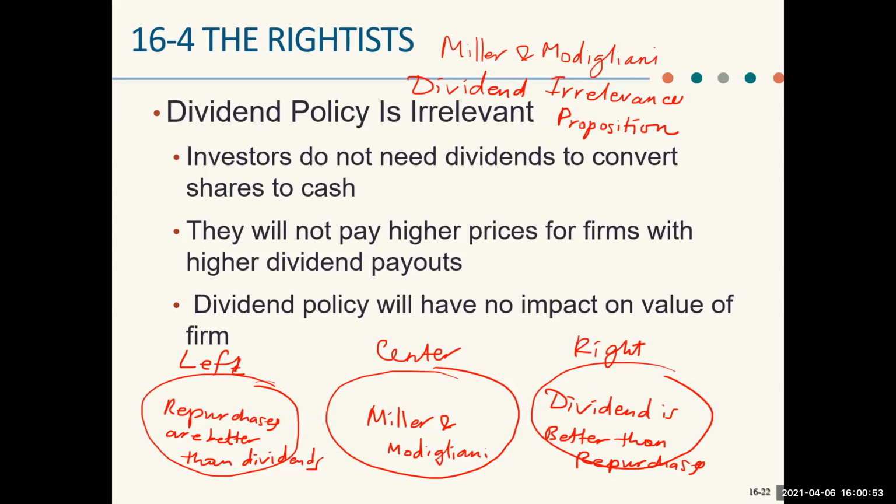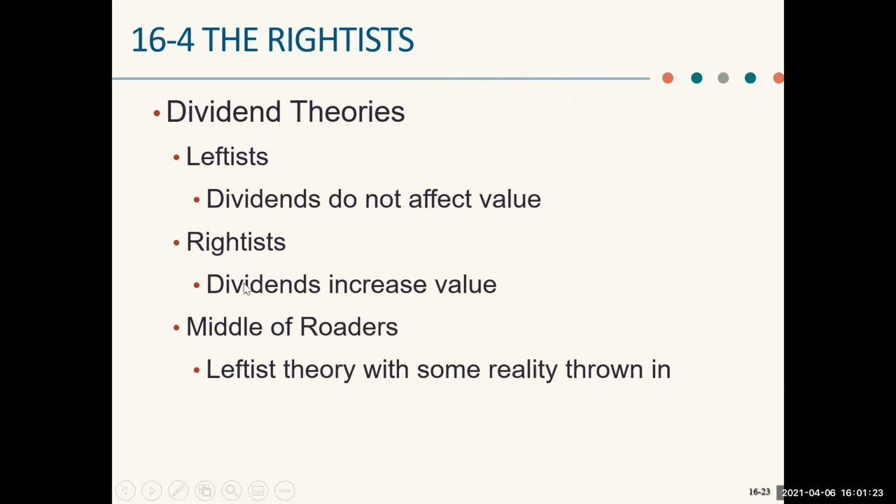Okay, let's now briefly discuss each camp. Miller and Modigliani showed that in the case of efficient markets, no transaction costs, and a number of assumptions, the dividend policy does not matter. Now let's see what the rightists say. Yeah, they're saying dividend is better than repurchases. Why? Middle of the road, left is stereo with some realities thrown in. Dividends increase value. Dividends do not affect value. Interesting. These slides are talking about different things than what the book says. The book puts Miller and Modigliani in the center.